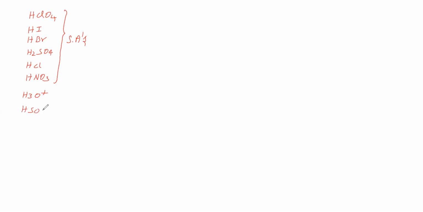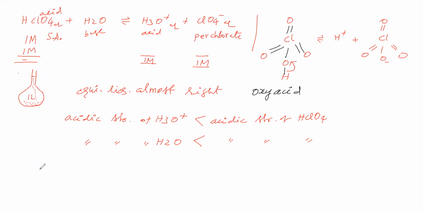That is HSO4 minus, HF, HNO2, which is called nitrous acid, then acetic acid, carbonic acid, hydrogen sulfide, hydrogen cyanide, ammonium ion, water. Like this we have taken. Now we will take acetic acid and dissolve it in water, and we will see what we get.